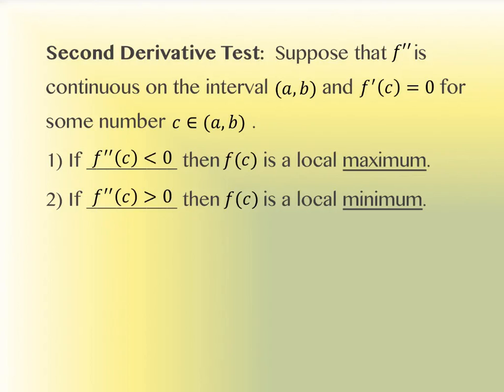Because if the second derivative is negative, what does it mean about concavity? It opens down. This is what the picture would look like if the second derivative was negative. It would be concave down. Well, if it's concave down, it has a maximum value. And the second one says that if the second derivative is positive, then that means it's concave up. And if it's concave up, it looks something like this, and that one has a local minimum.